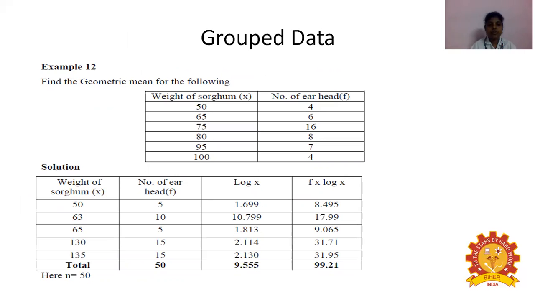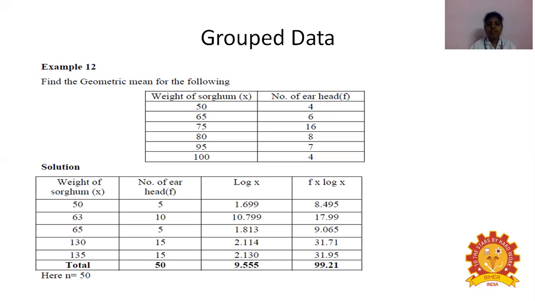First write the weight of sorghum, X column. Next write the second column, the frequency column. Next, third column, find the log X value. Log 50 is 1.699. Log 63 is 1.799. Log 65 is 1.813. Log 130 is 2.114. Log 135 is 2.130. So summing all the log X values, we will get summation log X equal to 9.555. N equal to 50.